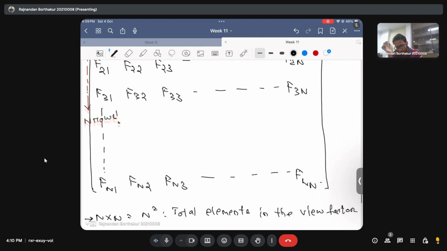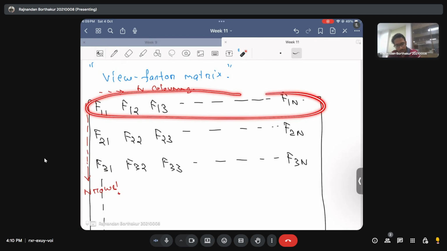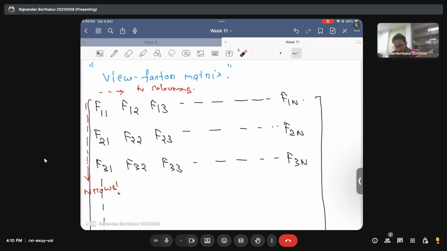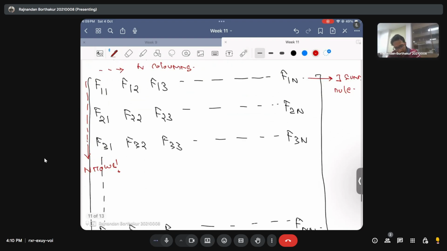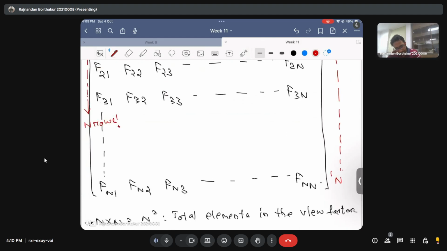So in this view factor matrix, you can now apply the summation rule for the first surface, and you can say that this sum is going to be equal to 1, which means from the first surface you basically get one summation rule. And if you extend this for all the n surfaces, you will precisely get n summation rules.